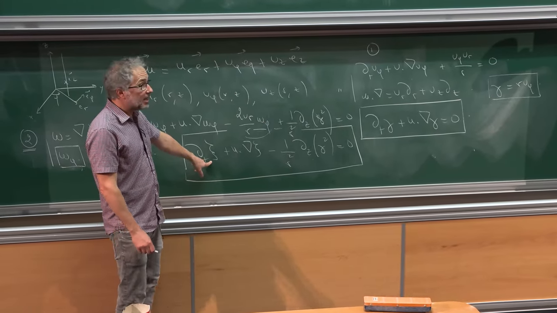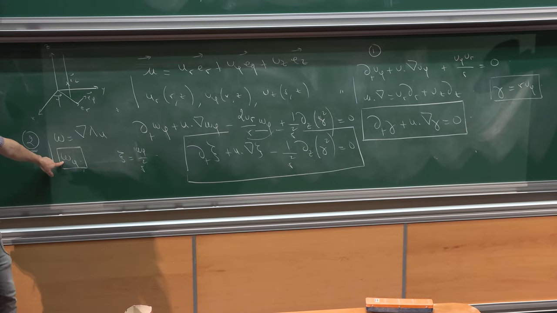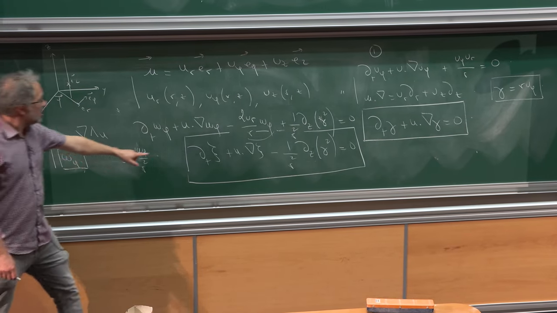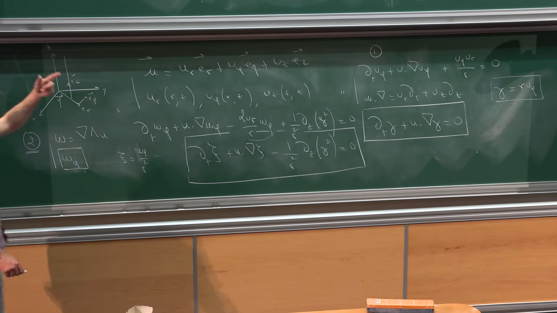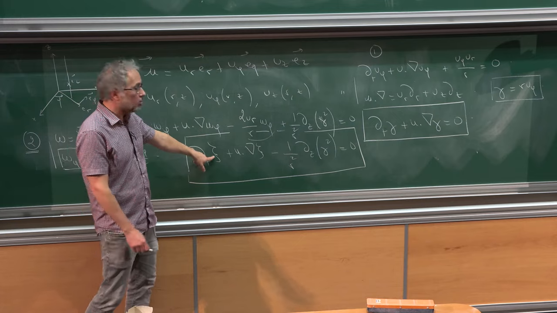But this is bound on psi. Psi is derivatives of omega phi. Okay, so it's like I'm having a hidden conservation law. There is something there for a specific class of data, not for all of them. There is a specific class of initial data for which I know much more.